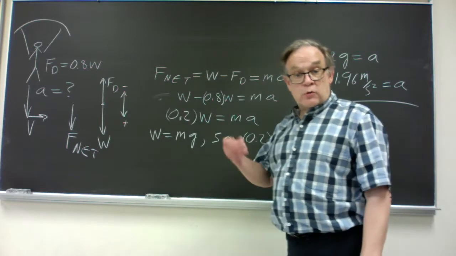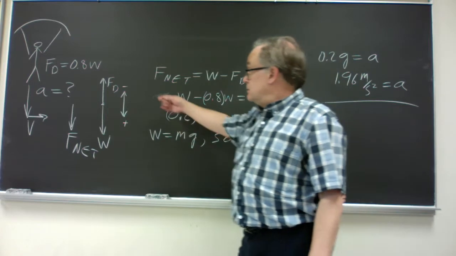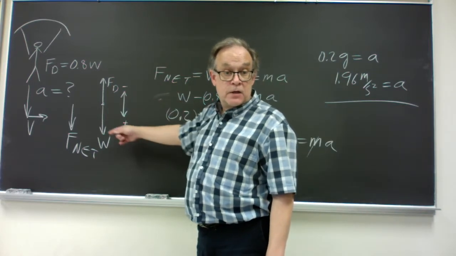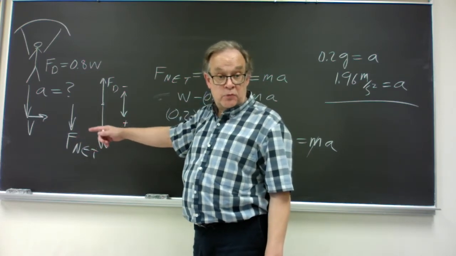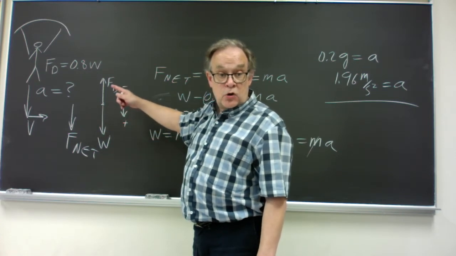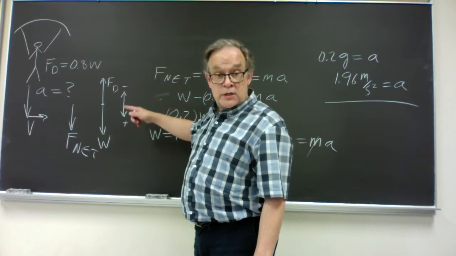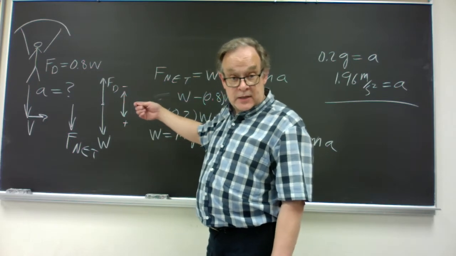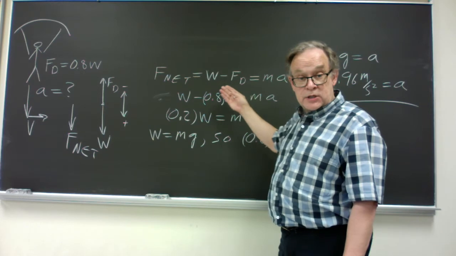So what did we do here? There are basically three steps. First, understand the problem by drawing a free body diagram. It should include an arrow for the net force. That's helpful. And labeled arrows to indicate all the forces and indicate which way is the positive and negative direction in the coordinate system.